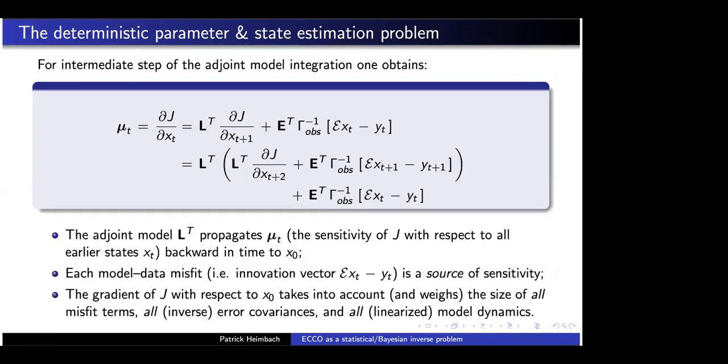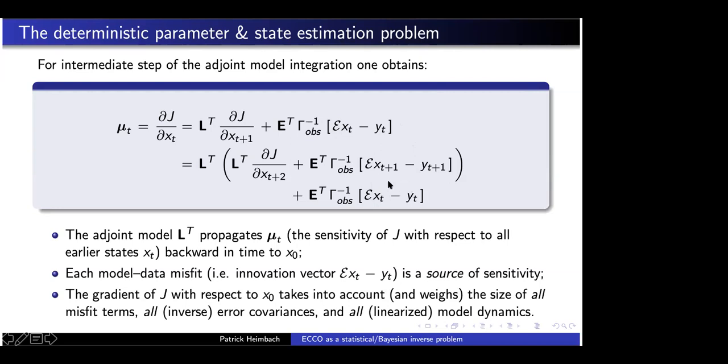Again, at any intermediate time, the adjoint variable mu at time t consists of these three terms. For the model-data misfit problem, you could think of any model-data misfit as a forcing term. If this was 0, there would be nothing to propagate. So whenever the misfit is non-zero, you're forcing the adjoint model, and you're propagating this.